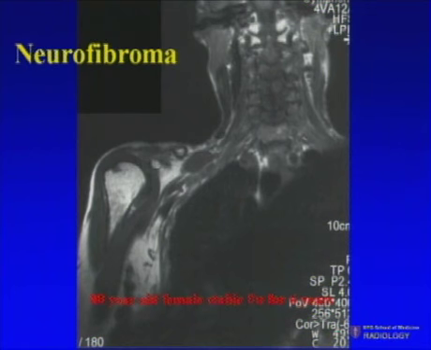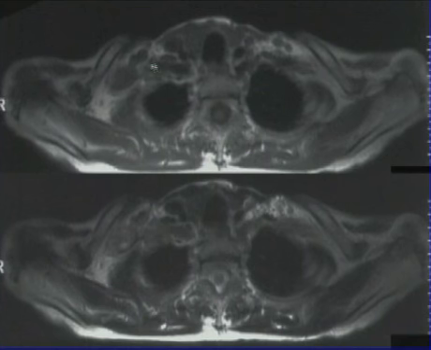This is an 80-year-old female that we've been following for approximately 6 years. On this T1 weighted image, we can see that there's a well-circumscribed lesion within the supraclavicular and infraclavicular fossa. On the axial T1 weighted image, again, very well-defined, slightly hyperintense, and this was presumed to be a neurofibroma.